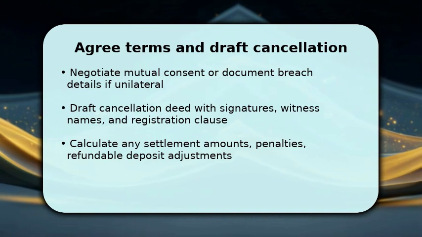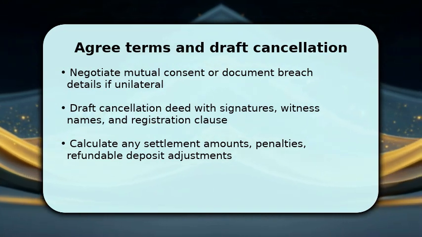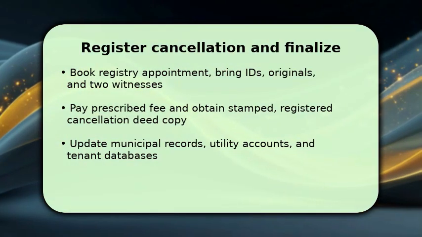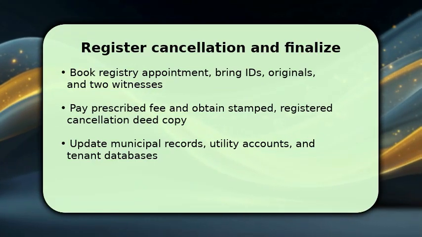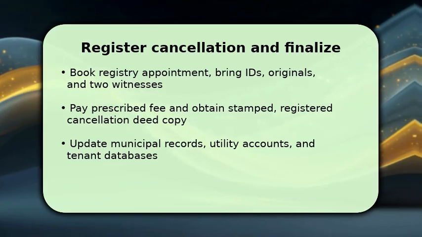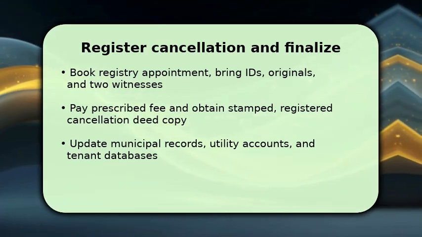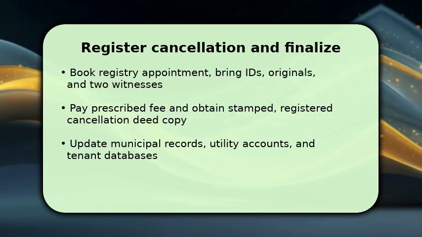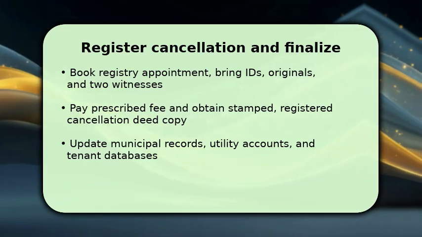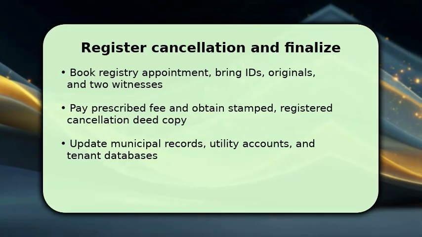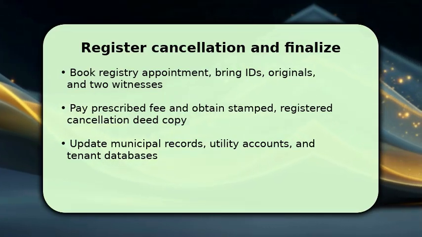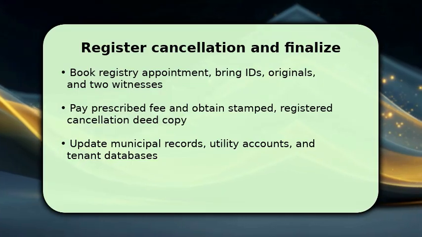You must book an appointment at the same registry where the lease was registered or follow local online booking. On the day, present original deed, signed cancellation deed, ID proofs, and two witnesses. Pay the prescribed fee. Once the registrar stamps and records the cancellation deed, collect the registered copy and note the registration number. Then update municipal property records and utility accounts to reflect termination.